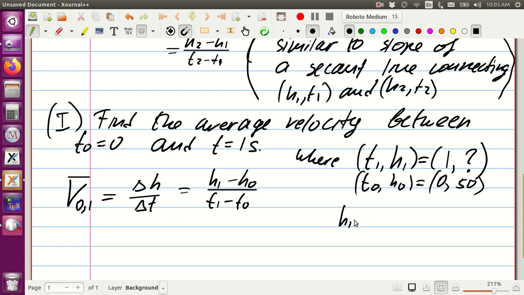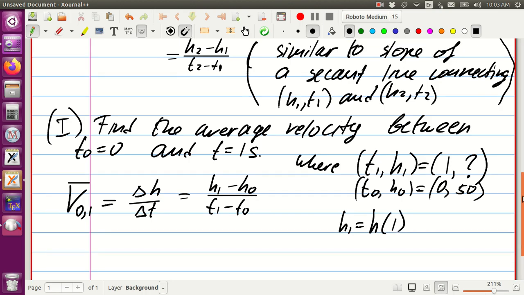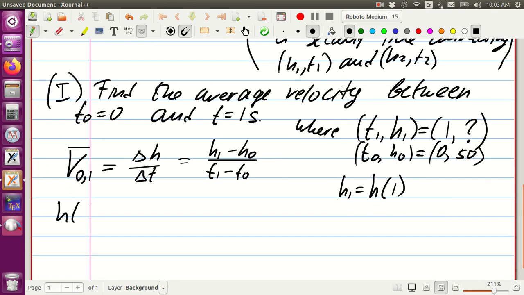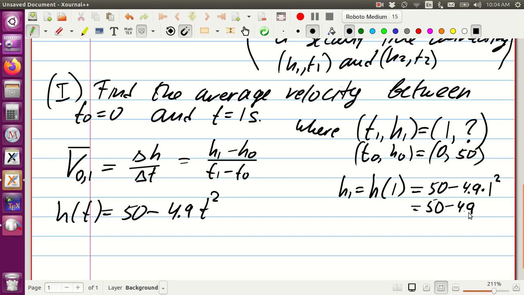So let's try to find h sub 1, which is h of 1, where h is our function defined over here. So maybe I should write it over here. h of t is equal to 50 minus 4.9 t squared. So let's try to calculate it. We have 50 minus 4.9 times 1 squared, which is just 50 minus 4.9, which is 45.1.